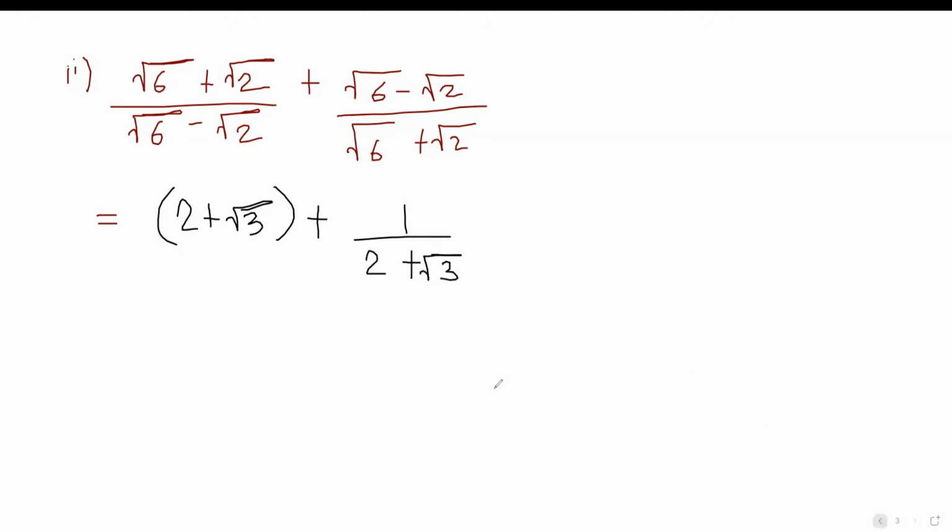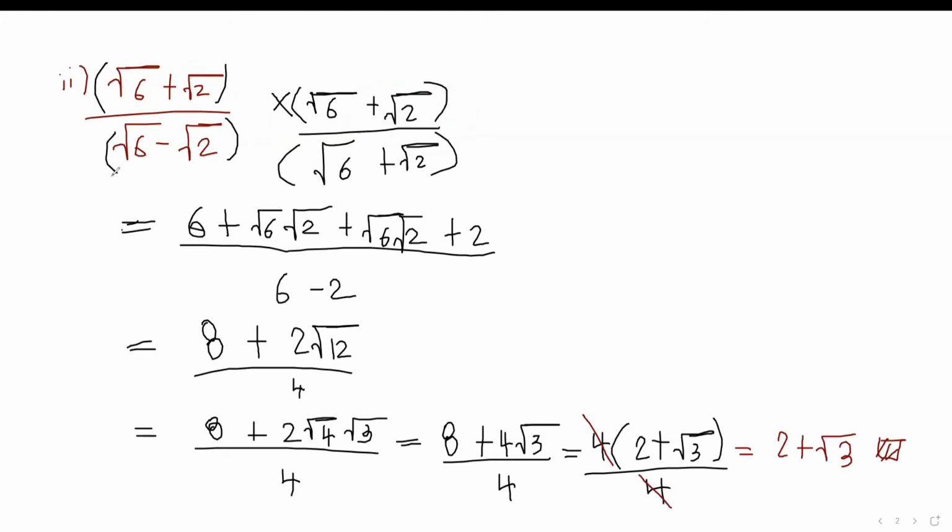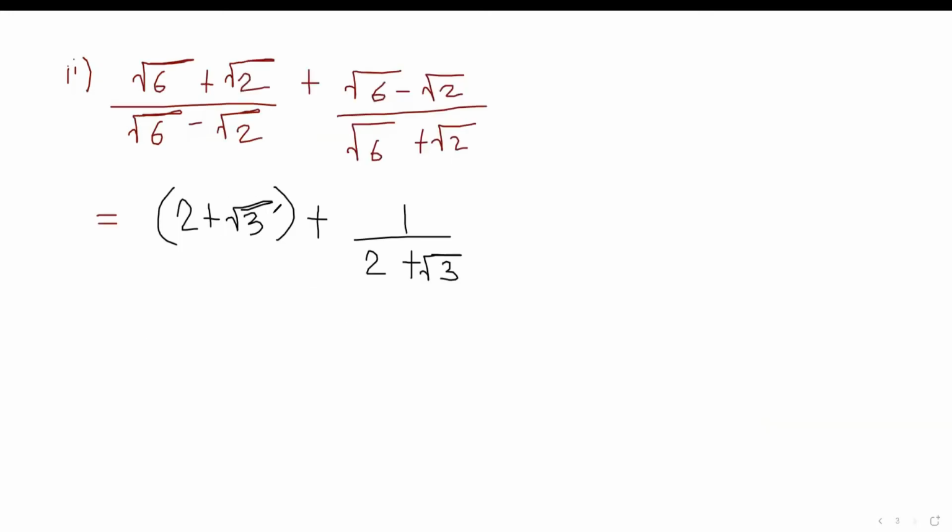Because remember, if this right here is 2 plus root 3, then 1 over all of this would become root 6 minus root 2 over this right here. But we'll flip it. So this is now 2 plus root 3 plus 1 over 2 plus root 3. So now we can go ahead and rationalize. Rationalizing, we are going to multiply. My apologies, I left off the root 3.